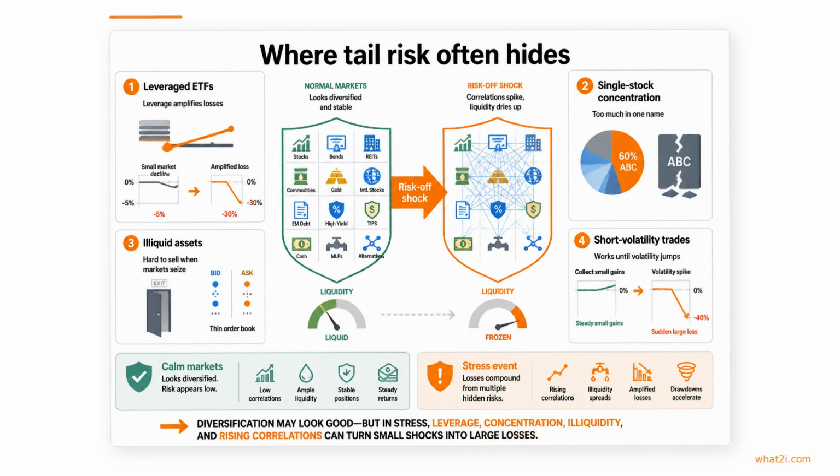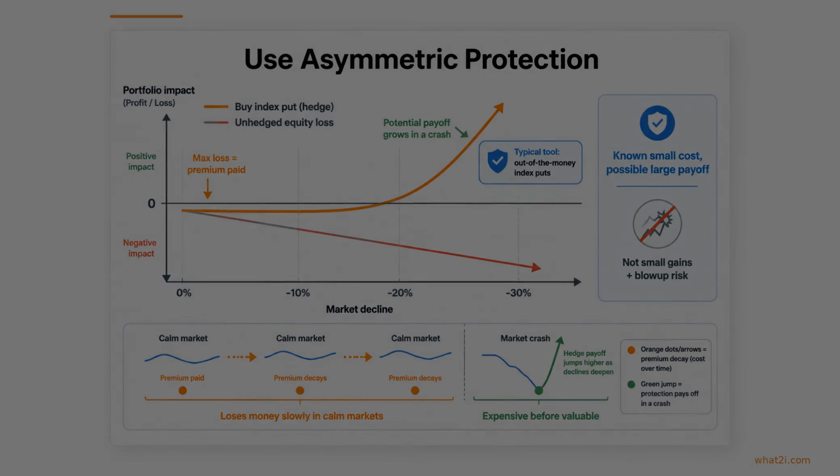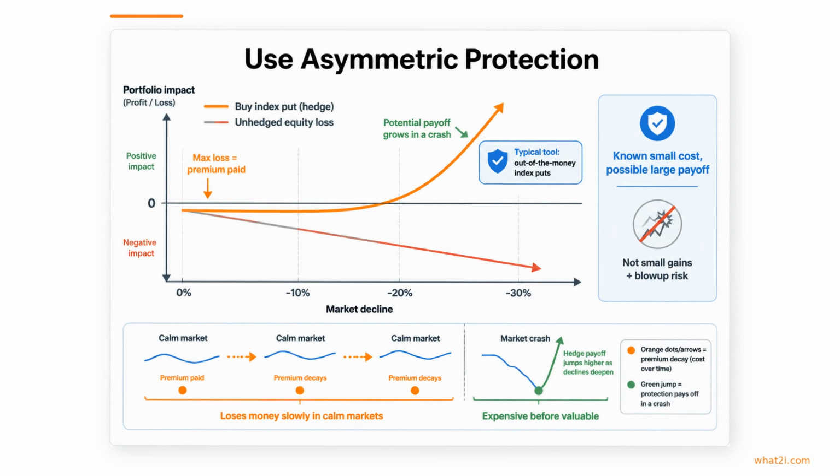Short volatility or calm-dependent strategies can produce many small gains while quietly storing up exposure to a rare but very large loss. These features often seem manageable in normal conditions, which is exactly why they deserve extra scrutiny. Asymmetric protection is attractive because it risks a limited amount in exchange for potentially large benefit during a crash. Put options are the classic example.